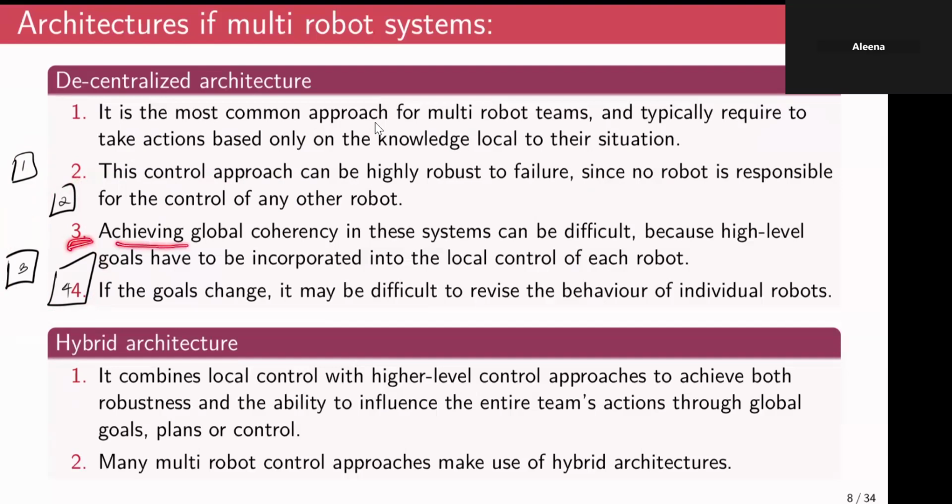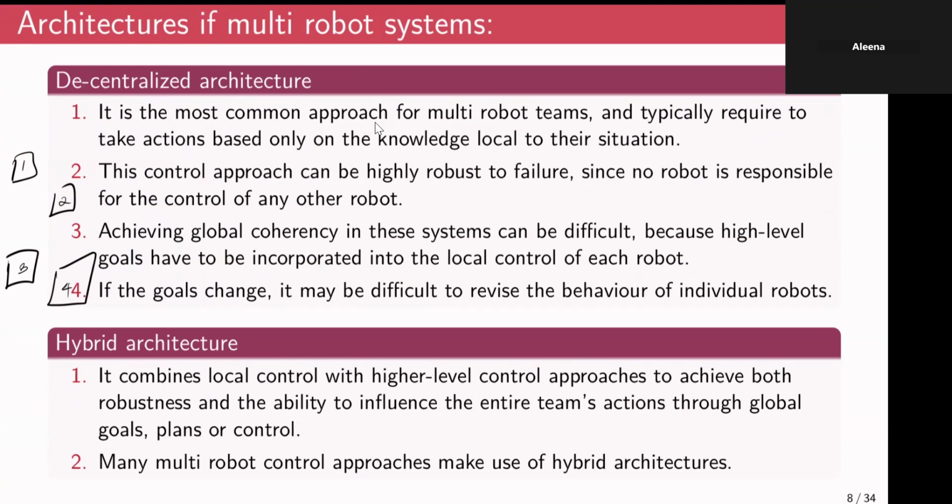And the third point is that achieving global coherency in these systems can be difficult because high level goals have to be incorporated into the local control of each robot. So the problem is that every time you want to change the task, or replace a robot with an identical robot due to failure, you have to program each and every robot accordingly, right? For example, if all the four robots were doing a particular task, once that task has been finished, each and every robot will have to be reprogrammed for the new task. That becomes a bit cumbersome in the longer run, when for every other task you have to program each and every robot to a very high level.